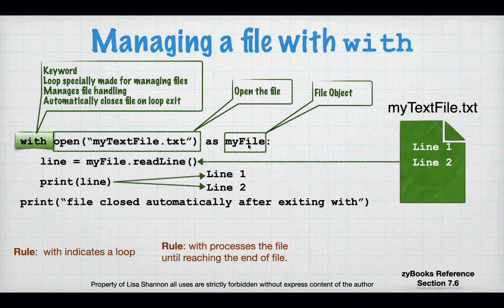With will process the file until it reaches the end of the file, and when it reaches the end of the file, it stops. This is just like a loop. So anything that happens in the scope of the loop is not accessible outside of the loop unless you define a variable to hold it that is outside the loop.